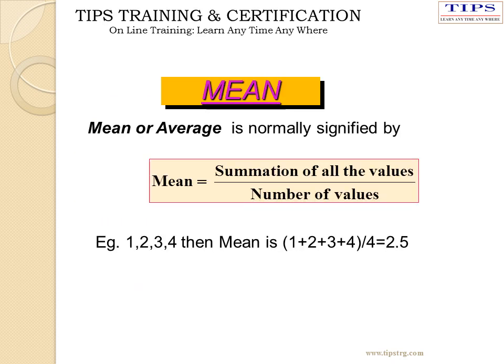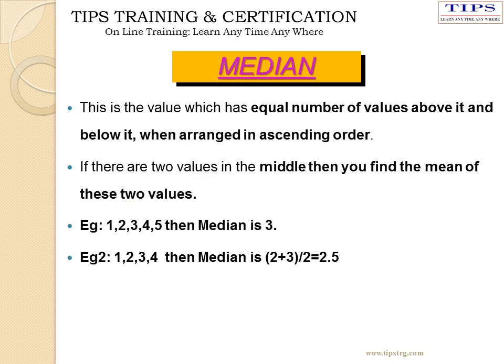What is mean? Mean or average is normally signified in terms of summation of all the values divided by number of values. For example, if there are the values 1, 2, 3, 4, then we have to calculate mean using addition of 1 plus 2 plus 3 plus 4 divided by number of values that is 4, which is equal to 2.5. Second measure of central tendency is median.